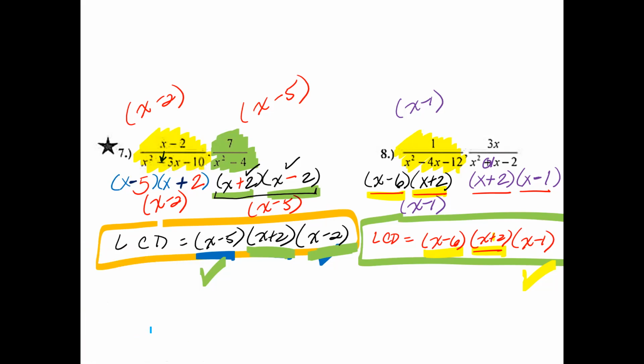Now let's take a look at the second fraction right here in blue, okay? Looking at my second fraction, x plus 2, got that. X minus 1, got that. What am I missing? X minus 6. So you're going to multiply this by x minus 6, top and bottom.